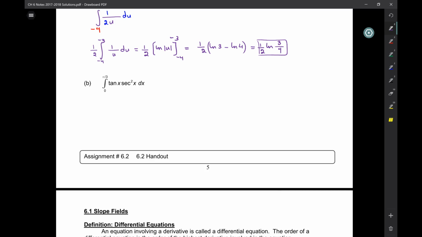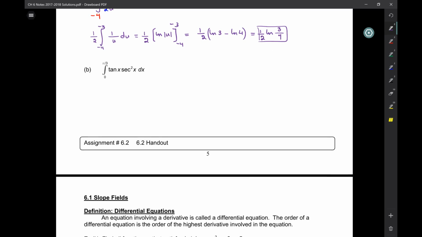Is it just secant? Well, how are tangent and secant squared related to each other? Derivative of secant squared is tangent x secant squared x, and the derivative of tangent is secant squared x dx. So, what if u is equal to tangent x? I just don't understand how you know that. Is there like a trick I'm missing? Okay, listen. du is equal to secant squared x dx.